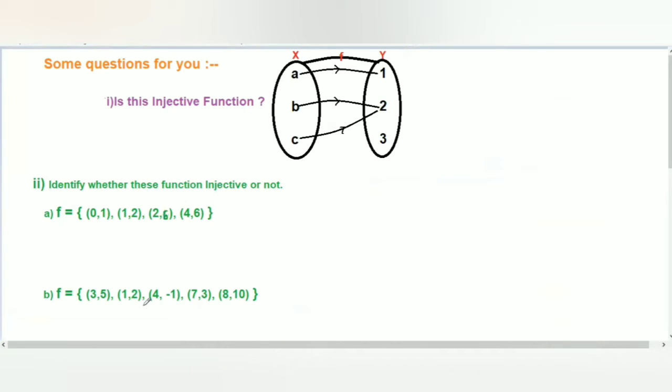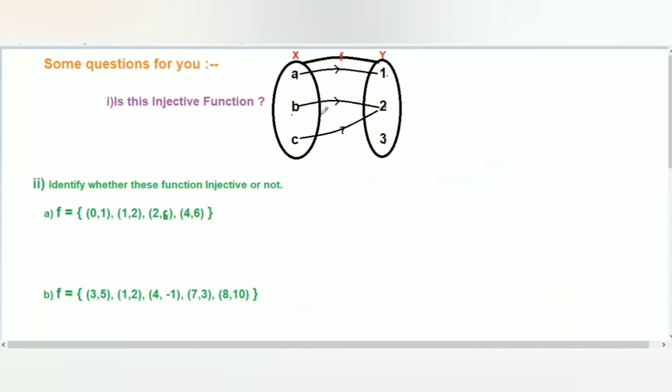Now again some questions for you here. Is this the injective function which I made in the Venn diagram? Try to identify whether this is an injective function or not. Pause the video and try to identify. So see, this is set x and set y I have given. Set x has elements a, b and c. Set y has elements 1, 2, 3.